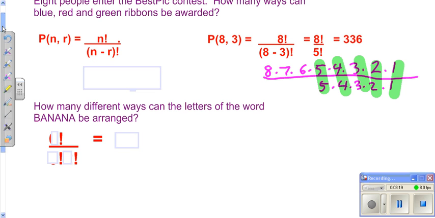Let's take a look at banana. How many different ways could we arrange the letters in banana? Well, how many different letters do we have available here? Well, we have 6 letters. But you notice some of these letters are being repeated. We have A being repeated 3 times. So we're going to put a 3 factorial on the bottom. But also N is being repeated twice, so you're going to have a 2 factorial on the bottom. So then you can type this into your calculator. Just make sure you put the whole denominator in parentheses, and you would get 60 different arrangements possible for the letters of banana.